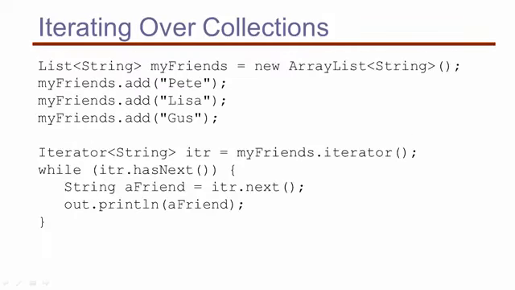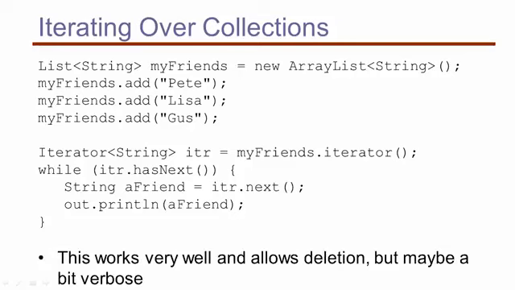And here is our same example, which now uses an iterator. After filling the array with data, we call the iterator method that creates an iterator object, and we assign it to the variable itr, which is an iterator that returns strings. And then we use a while loop that executes as long as the iterator says that there is another object. And in the loop body, we get the next object and print it out. This strategy works very well and even allows us to remove elements from the collection if we desired, though it is a bit more verbose than using a simple for each loop.